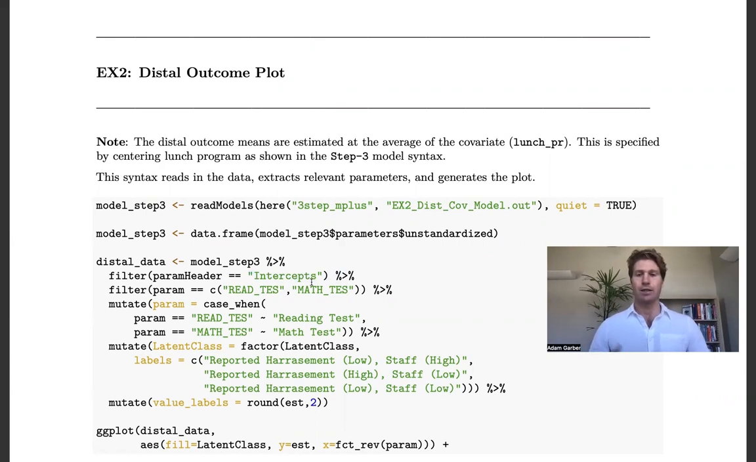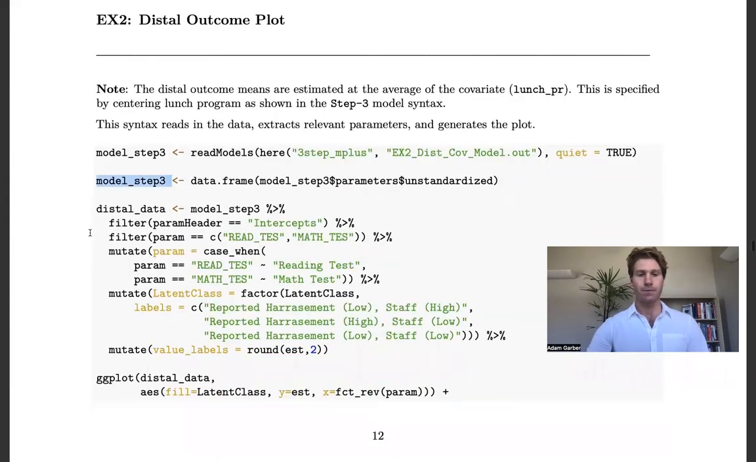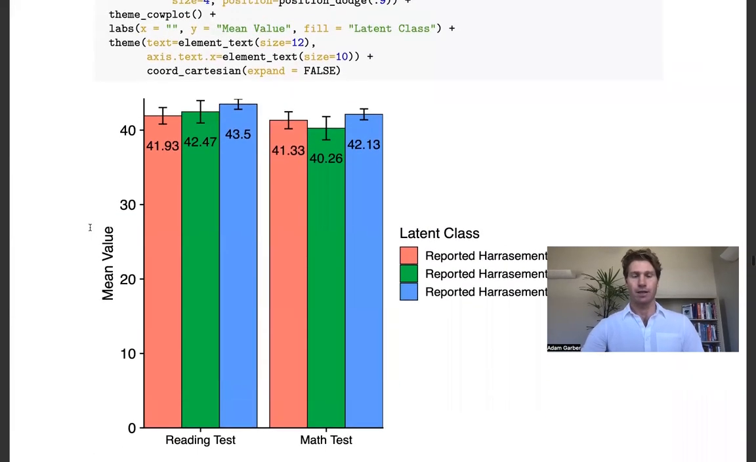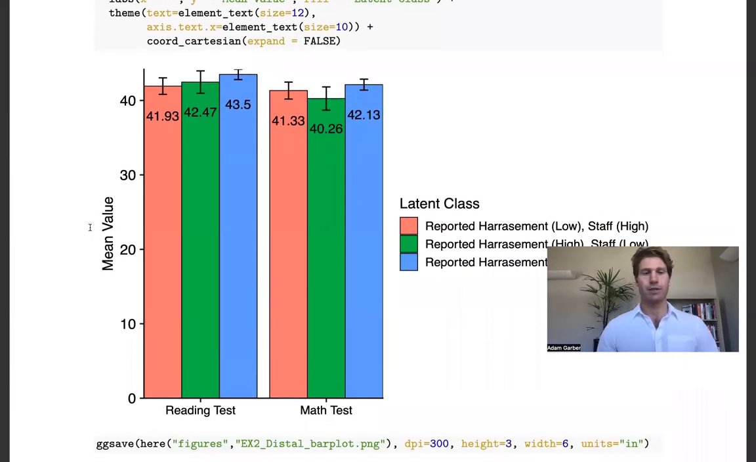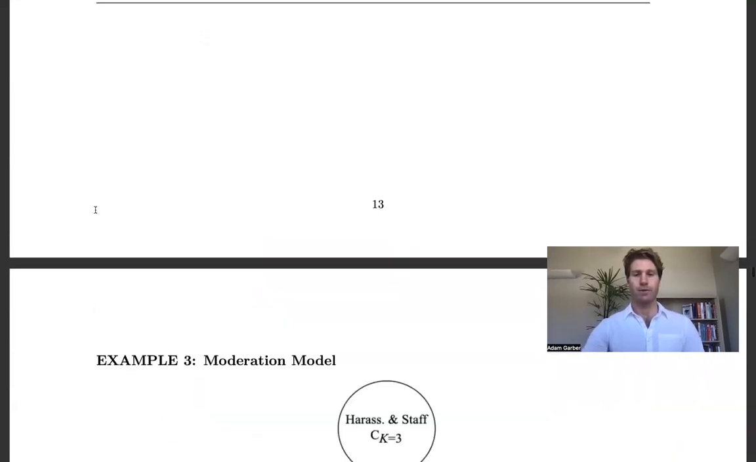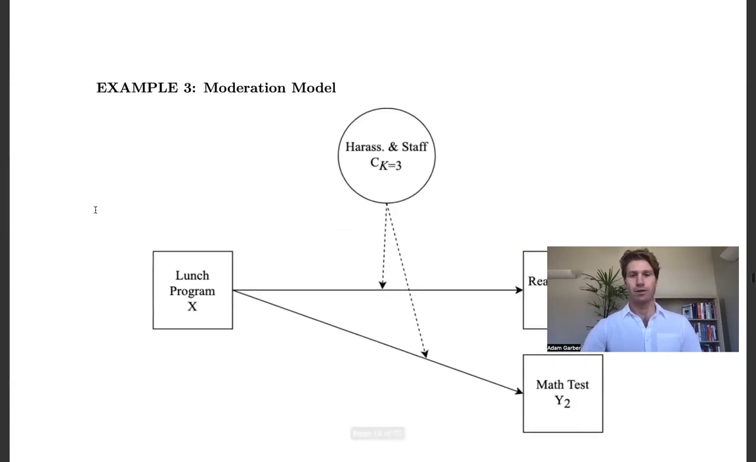So you need to look within this model step 3 data object and see how those parameters are labeled so that you can extract the correct values. And here we're just calling this the same name, so it's going to overwrite from the previous example. And again, use ggplot to create this plot. And here we can see that those distal means are fairly close and the standard errors are overlapping, which indicates that those pairwise differences are non-significant.